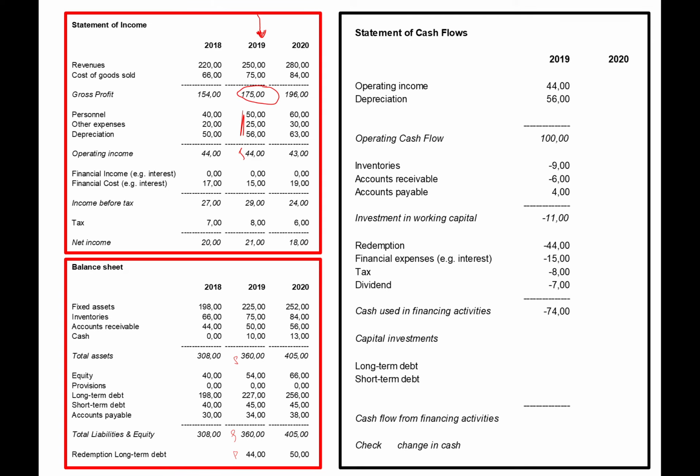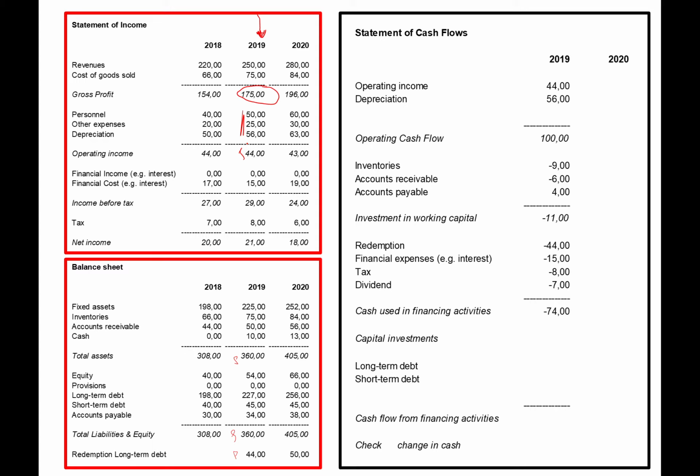Cash used in financing activities then is negative 74. Capital investment: we look at the fixed assets. There's an increase from 198 to 225. So maybe you say, that's an investment of 27. Yeah, almost correct, because we did not do anything with depreciation yet. You have to add back depreciation.